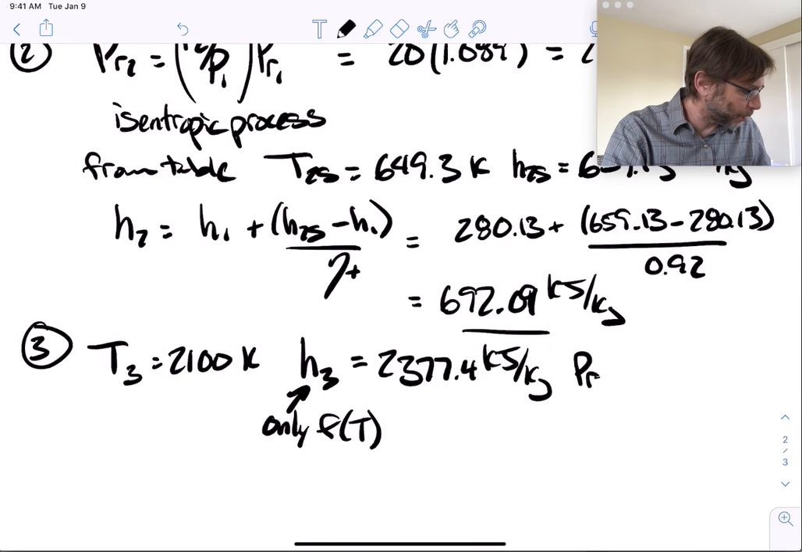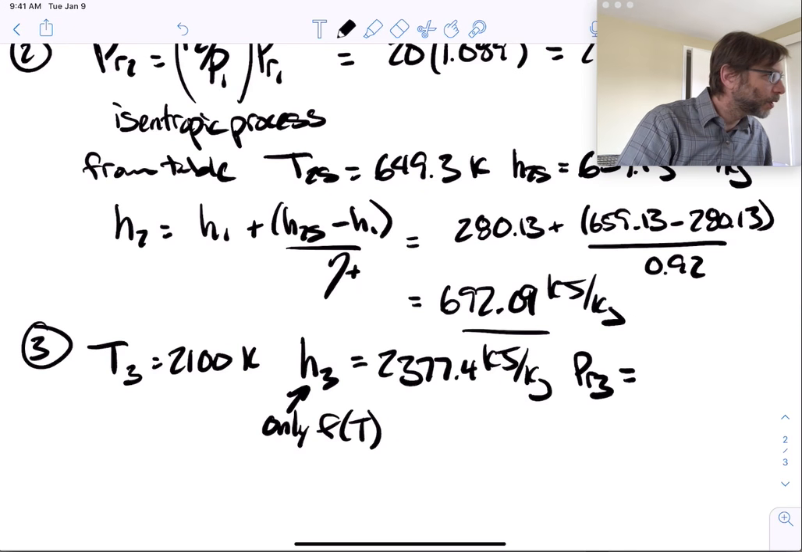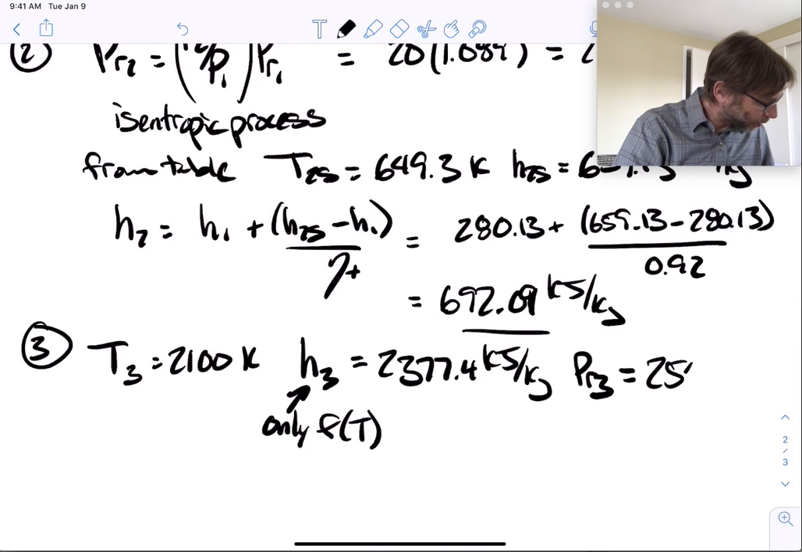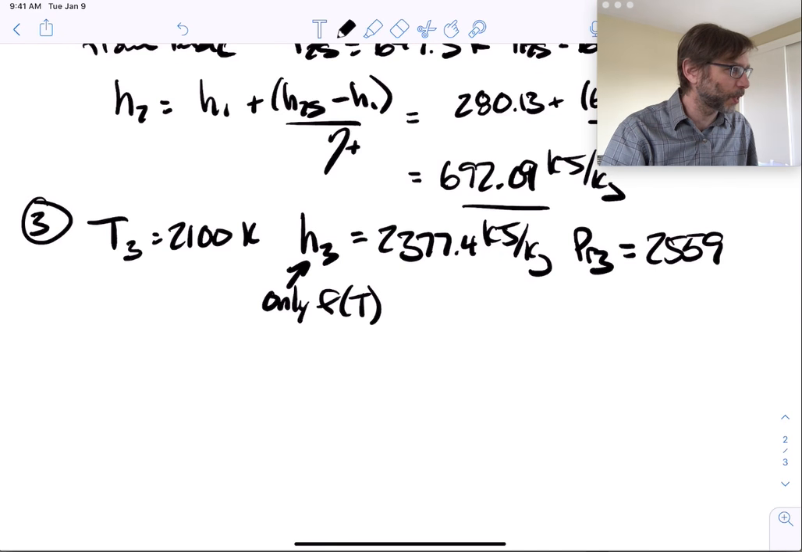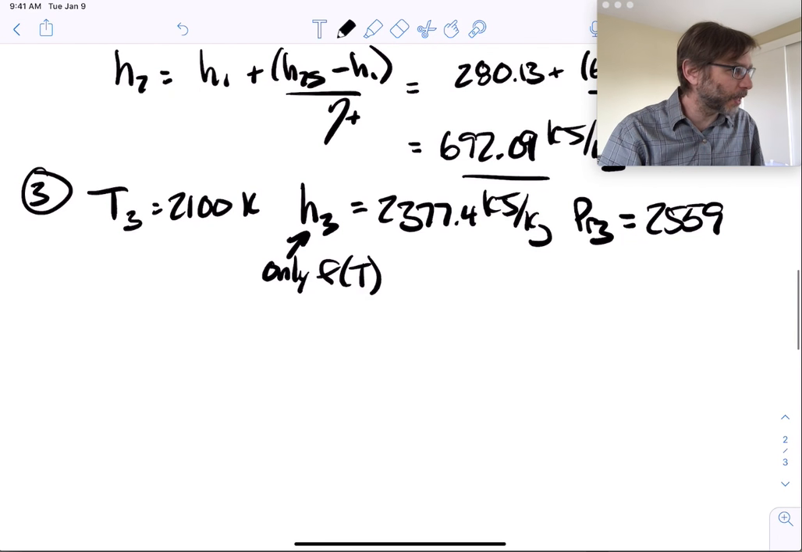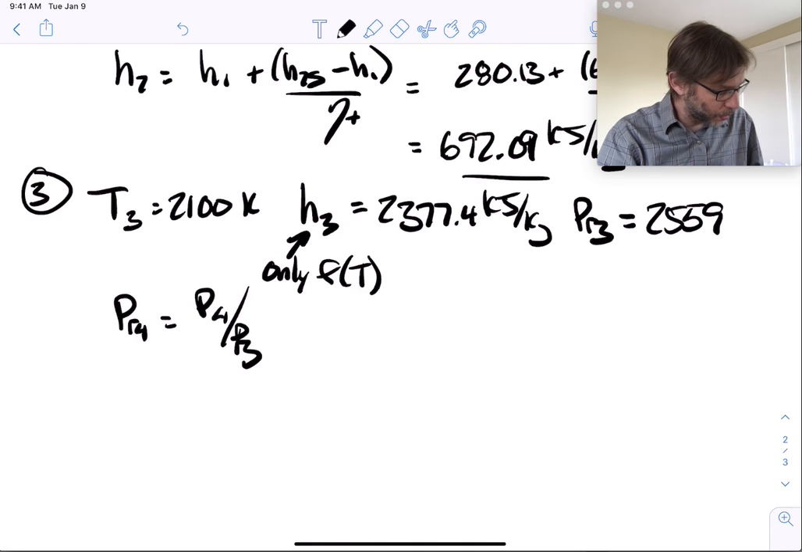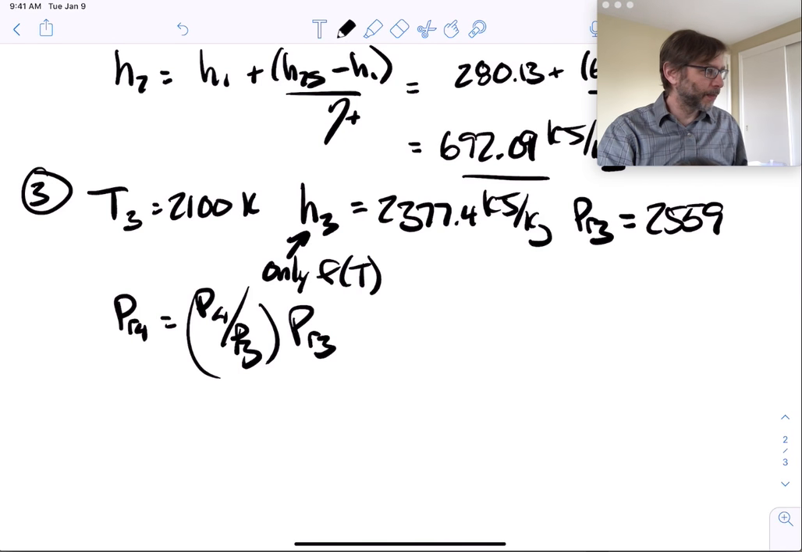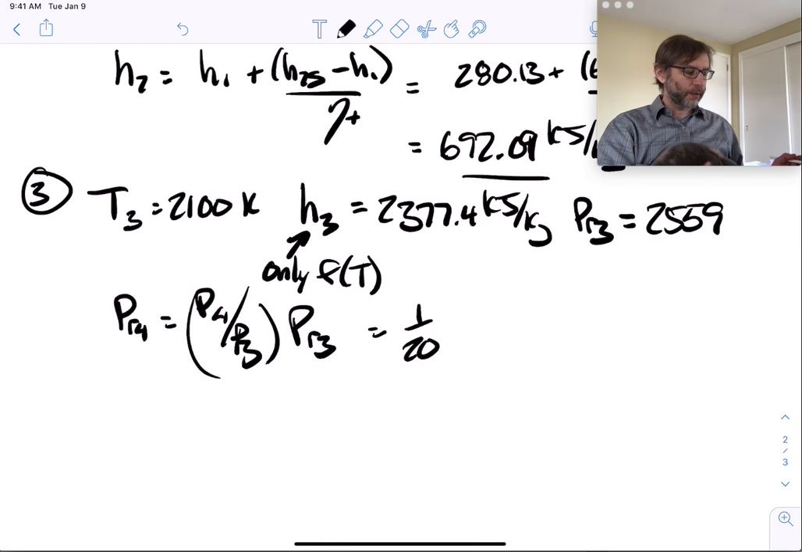And then PR3, which you'll need to do the isentropic analysis, equals 2559. Okay, so that's unitless, so we don't have units on PR because PR is just a ratio. So if you want to find the actual temperature, we know PR4 is equal to P4 over P3 times PR3, which equals 1 over 20, because we assume no pressure drop.